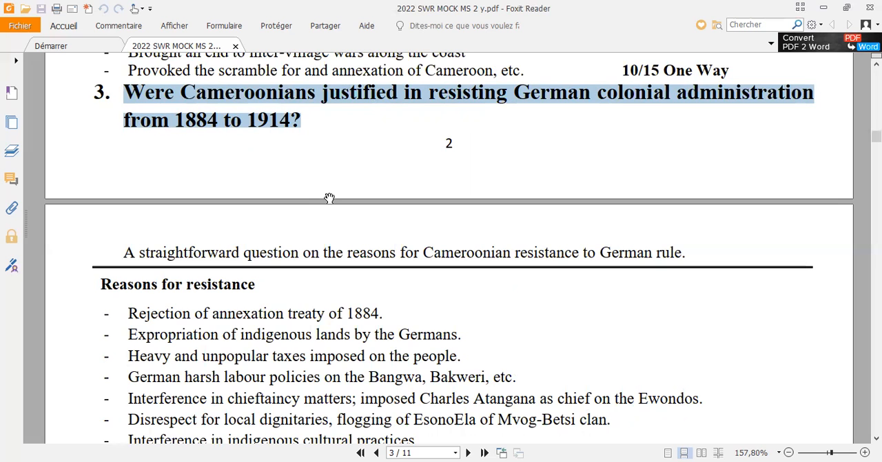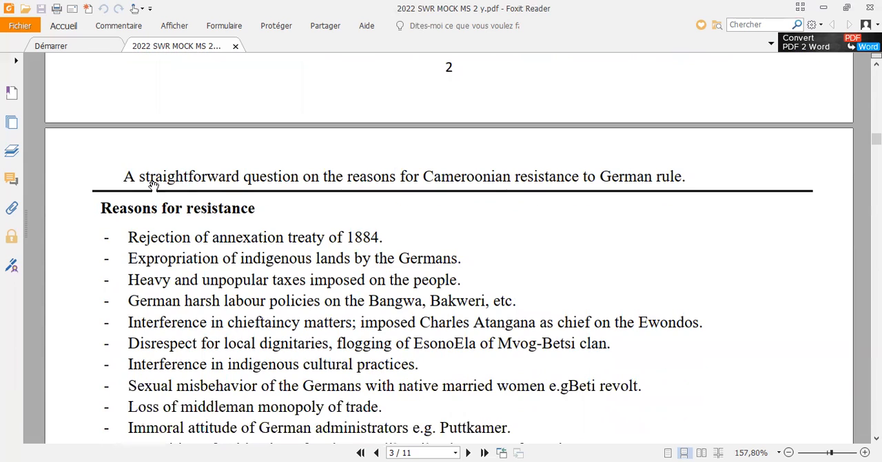The interpretation here is simple. It is not complicated. The interpretation is straightforward. It is a straightforward question: center on the reasons for Cameroonian resistance to German rule. We are just writing on one side. It's a one-sided question. Center on the reason why Cameroonians resisted the German rule.